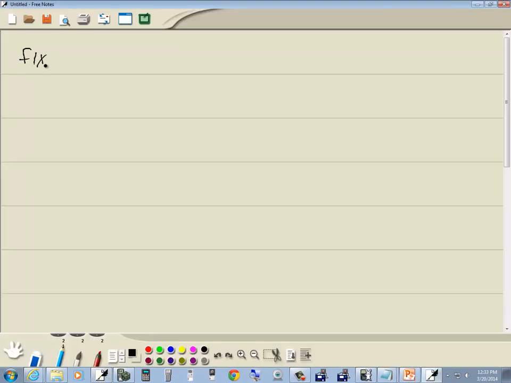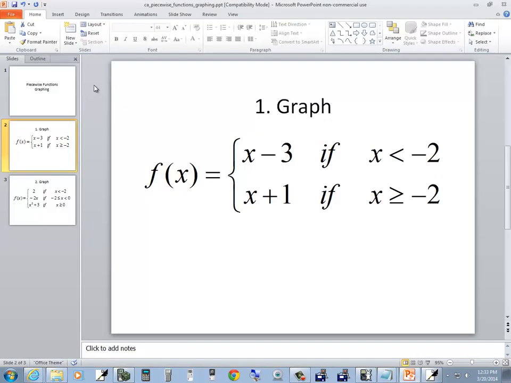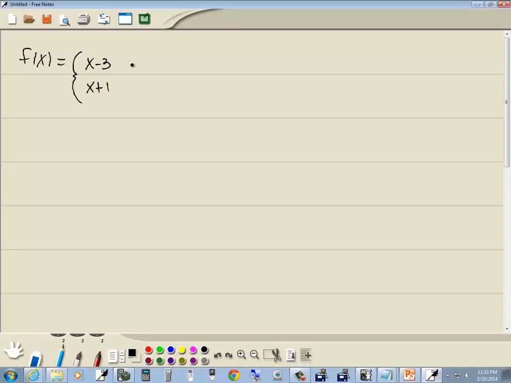So we got f of x is equal to x minus 3, x plus 1, if x is less than negative 2 and x is greater than or equal to negative 2. Well, we got the x minus 3, and we got x plus 1, and we got x is less than negative 2, and x is greater than or equal to negative 2.